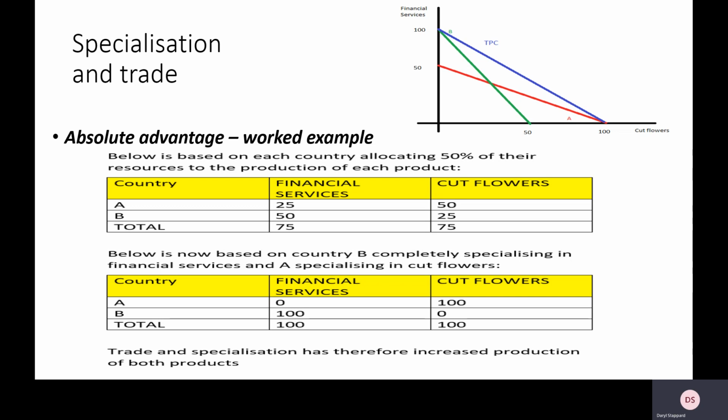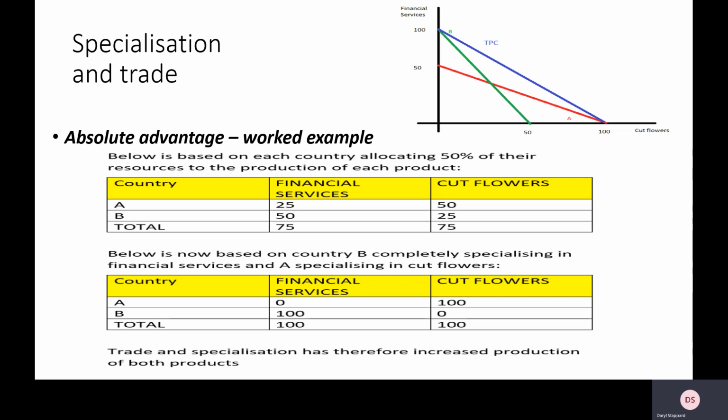Now, if these economies could agree to specialise, then what could happen? Country A would allocate all resources towards flower production, and country B would allocate all resources towards financial services production. And look what happens. The production of finance grows from 75 to 100, flowers from 75 up to 100. There's therefore been an increase in the production of both goods and services. That therefore means that the countries can have access to better living standards through trade.